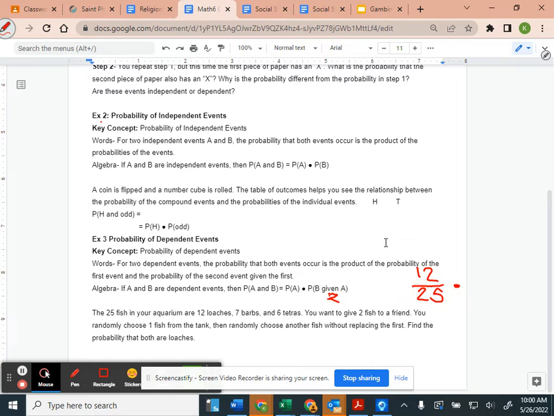11 over what? So, the loach number goes down because 1 loach was taken out already. And then Zoe's right. She first said 25 because there's 25 fish, but wait, 1 loach was taken out. So there's not 25 anymore. There's 24. So both numbers had to go down 1 because there was a loach taken out. So instead of 12, there's 11. And there was a fish taken out. So instead of 25 fish in the tank, there's only 24 fish in the tank. So we need to multiply it through. What do we get?